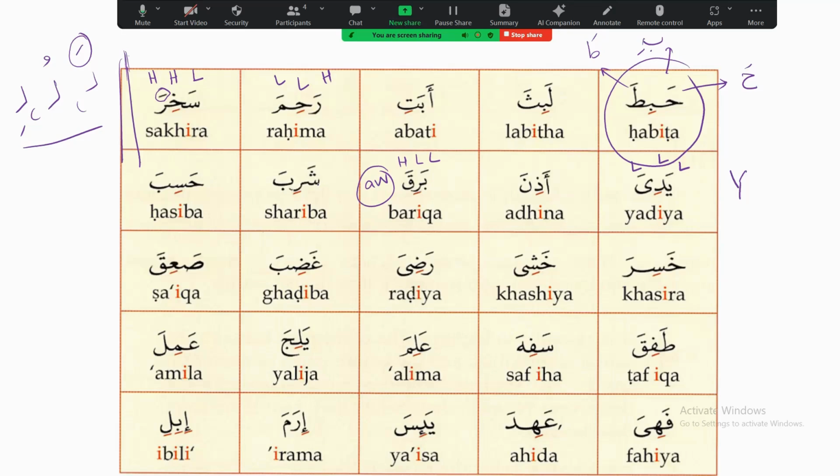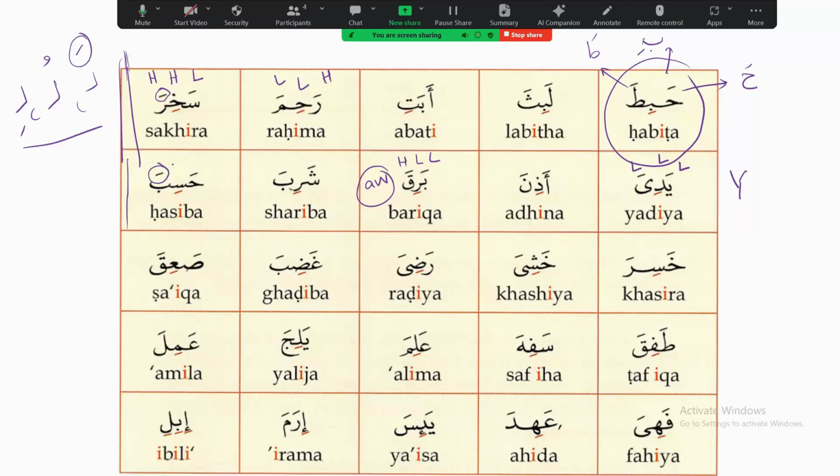Then we have sheen letter, ra, and ba letter. Shariba. Then we have hasiba. The ha letter comes from the middle portion of the throat. Then we have sin alphabet, and then ba alphabet. Hasiba. Yadiya, adina, bariqa, shariba, hasib. Again, I'm not saying hasiba, I'm saying hasib.